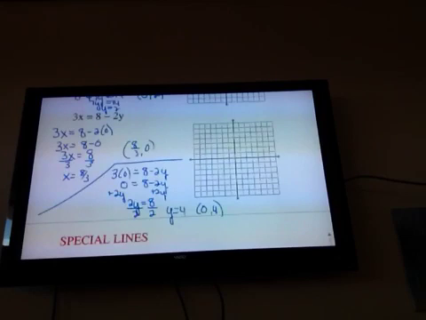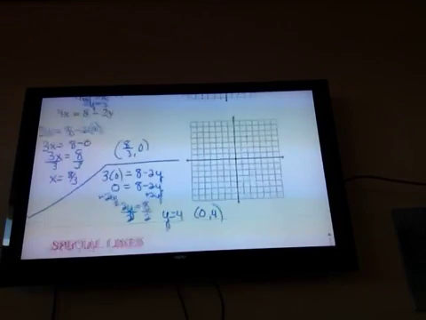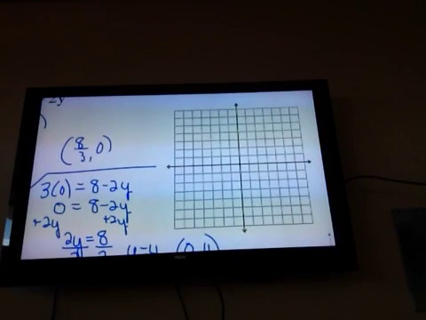All right, 8/3, 0. If you're not sure, I would go to my calculator and get 2.666 repeating. So about right there. And then 0, 4. And draw my line.